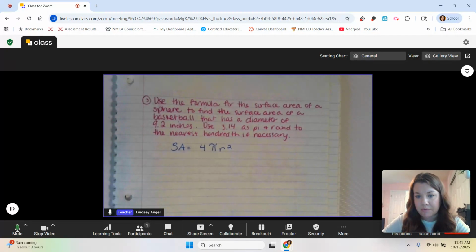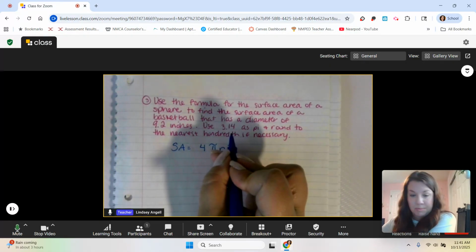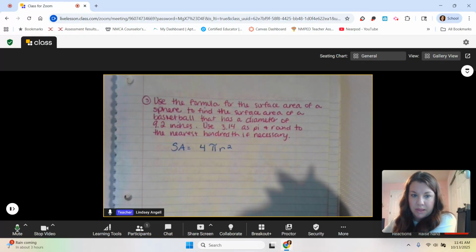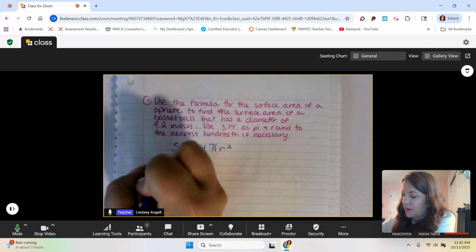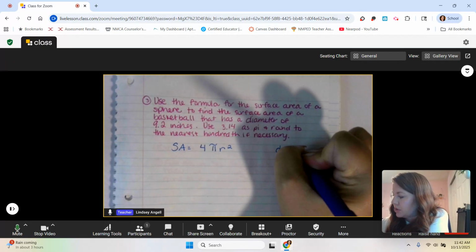Last problem. Use the formula for the surface area of a sphere, that's what I've got here, to find the surface area of a basketball that has a diameter of 9.2 inches. Use 3.14 as pi and round to the nearest hundredth if necessary. So this time we're plugging 3.14 into the formula. Again, we're given a diameter. I'll write that over here. Our diameter is equal to 9.2.